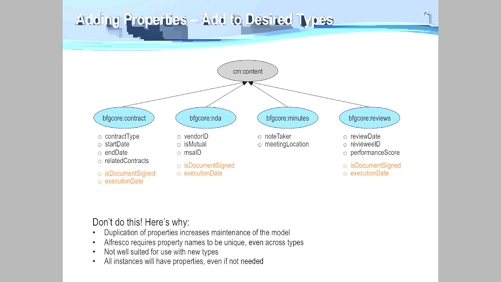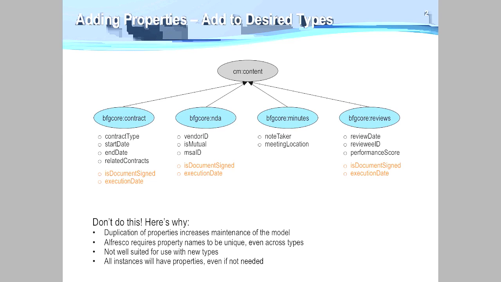In this model, you've got duplication of properties across your types, and that, of course, increases the maintenance of your model. Alfresco actually requires that property names be unique, even across types. So you can't have something called is document signed on the contract type and the NDA type. This isn't really suited for new types.